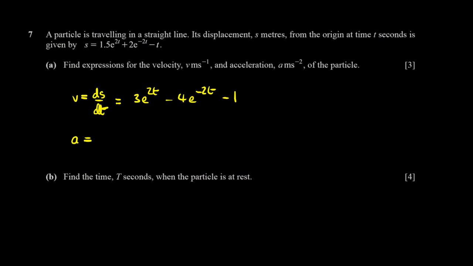Okay, acceleration is basically the same thing. I need to differentiate velocity, so I'm going to take this function here and differentiate it again. If I do that, I get 6e to the 2t plus 8e to the minus 2t, and if I differentiate negative 1, I get 0, right? The same rule has just applied here. Differentiate that, I get 2, so I multiply through by 2, 6e to the 2t. Differentiate this, I get negative 2, so multiply by negative 2, I get positive 8.